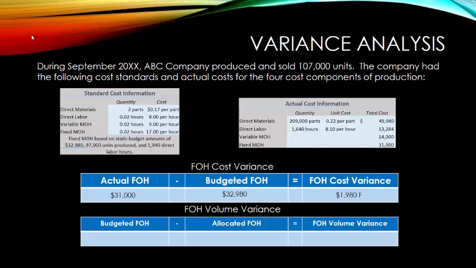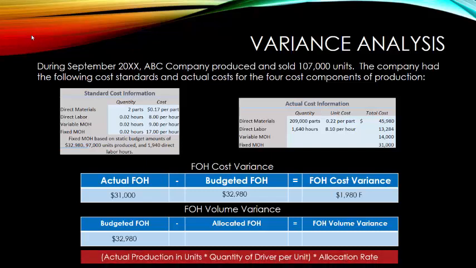On to our fixed overhead volume variance. This is going to be our budgeted fixed overhead minus our allocated fixed overhead. Well, our budgeted fixed overhead we already have. It was $32,980. How do we figure out our allocated fixed overhead? We're going to figure that out by using this formula. We're going to take our actual production in units and multiply it by the quantity of our cost driver per unit, and then we are going to multiply that product by the allocation rate.